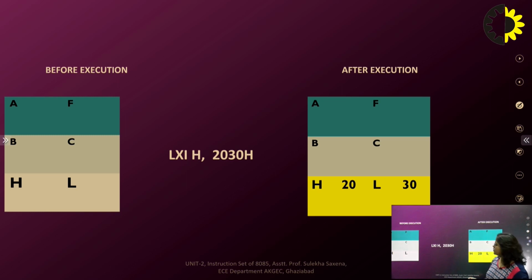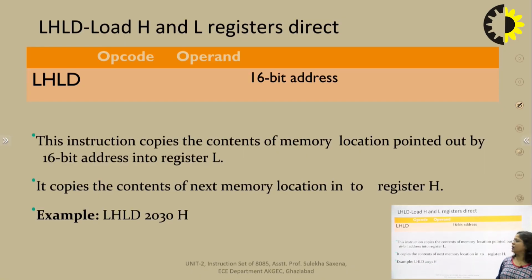For example, this is the register pair B, C, H, L. Like LXI H 2030: after execution, H will contain 20, L will contain 30. Now LHLD.